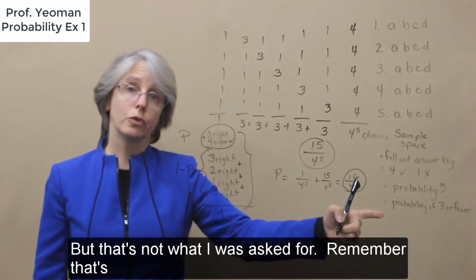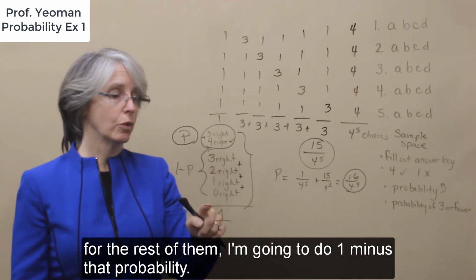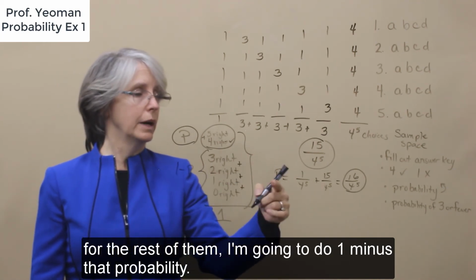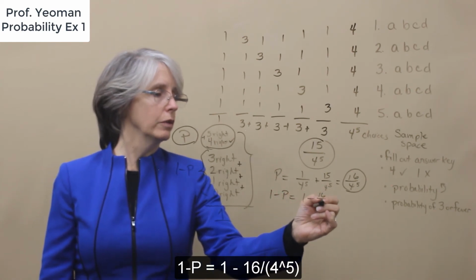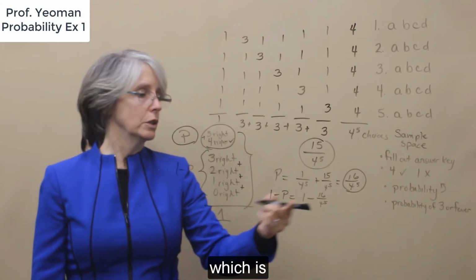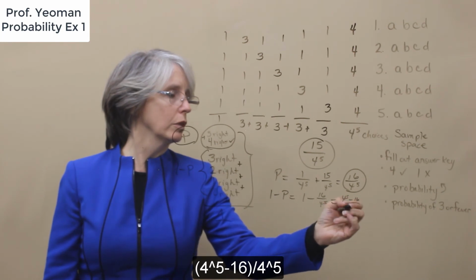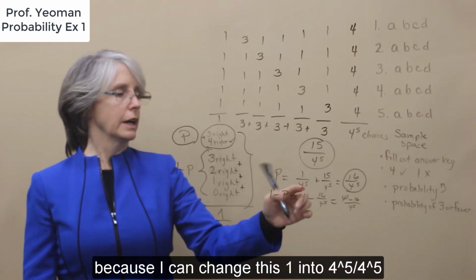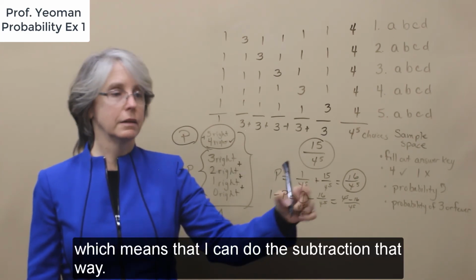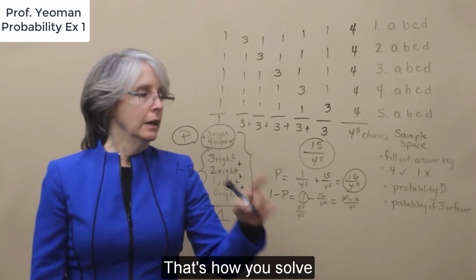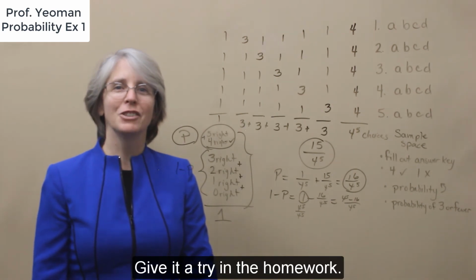But that's not what I was asked for. Remember, that's this piece right here. So to find what I'm looking for, the rest of them, I'm going to do 1 minus that probability. 1 minus p is 1 minus 16 over 4 to the 5th, which is 4 to the 5th minus 16 over 4 to the 5th. Because I can change this 1 into 4 to the 5th over 4 to the 5th, which means that I can do the subtraction that way. But that's how you solve for the probabilities. Give it a try in the homework.